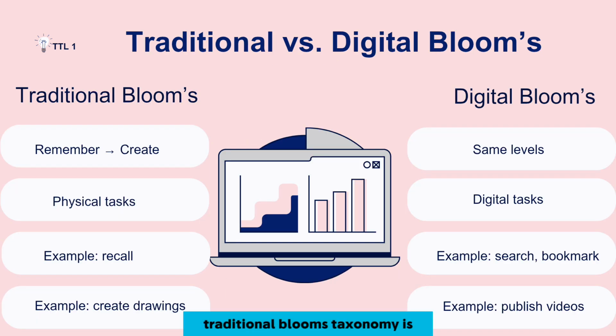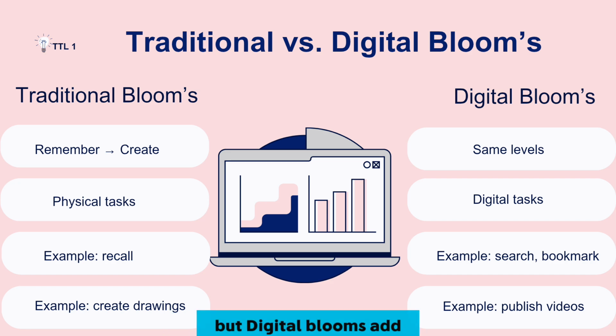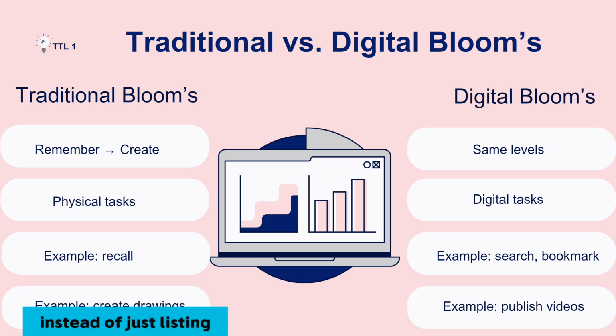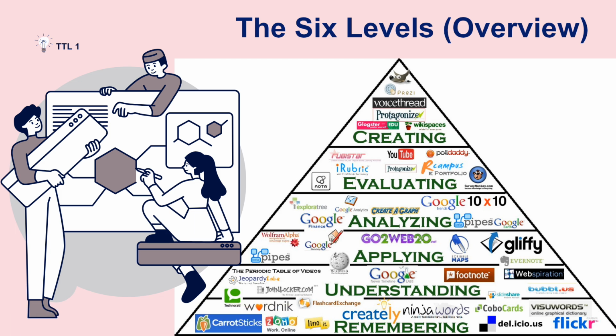Traditional Bloom's taxonomy is like a classic teacher's chalkboard. Digital Bloom's is the smartboard version. Same purpose, different tools. Both climb from remembering to creating. But Digital Bloom's adds real-world digital verbs. Instead of just listing, students might bookmark. Instead of just explaining, they might comment. Instead of just presenting, they might publish a blog. Technology doesn't change what they learn. It changes how they show it.